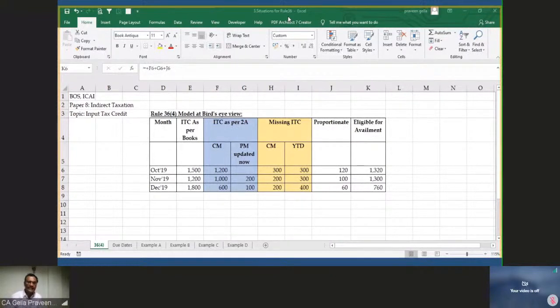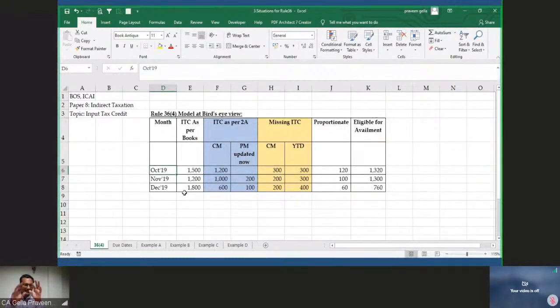Okay. Venkatesh has confirmed yes. I'll come back to my November month. Now, please go with me. In the month of November, 1200 is my purchase as per books. Now, if I look into my 2A, I have 1000 rupees which is pertaining to the current month. I have 200 rupees which is pertaining to the previous month.